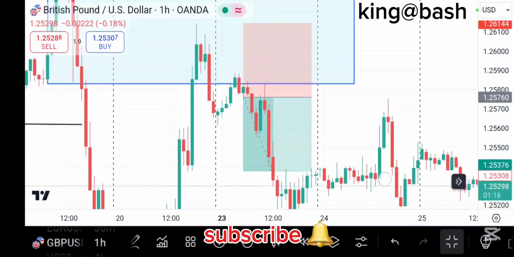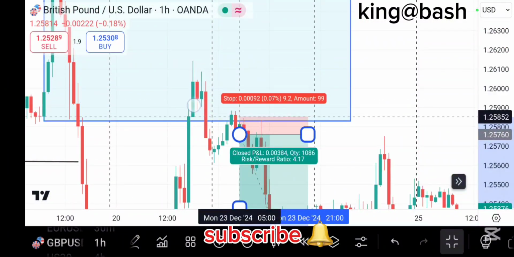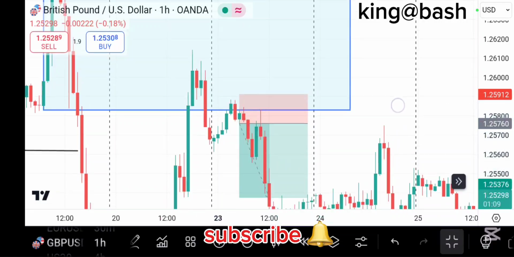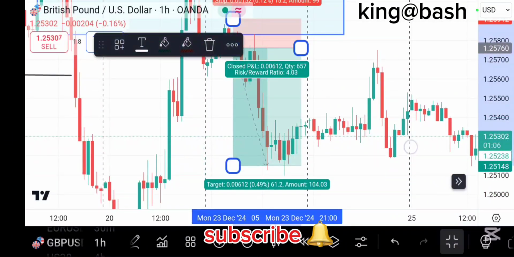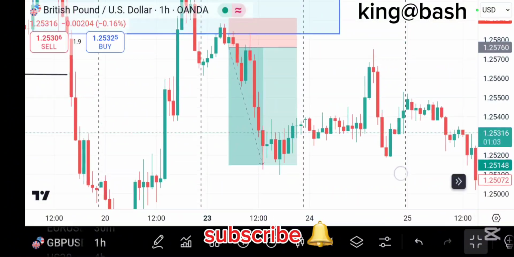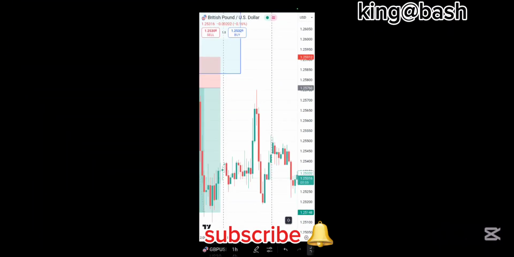This is where you put your stop loss at the top here. You see, we put our stop loss 15 pips, then we target down. This is 1 to 4 risk to reward. You can see, easy. This is an easy trade for you.